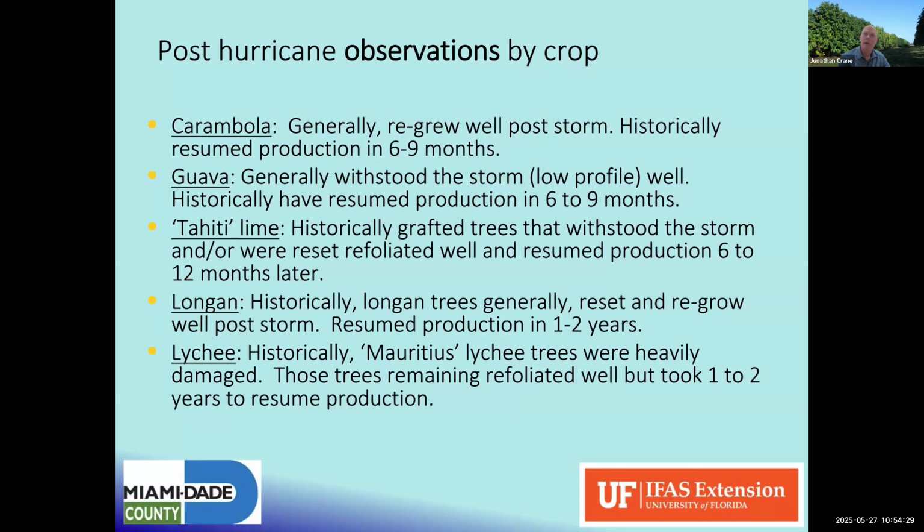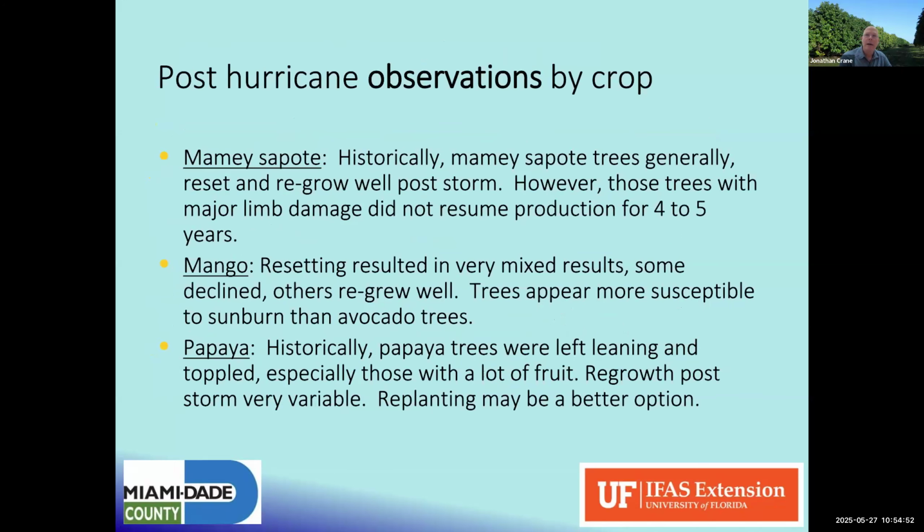They were blown away. Longans, generally those that were reset, regrew well and resumed production in 1 to 2 years. Mauritius or lychee trees tended to refoliate quite well and resume production 1 or 2 years later. Mamey, historically, did reset and regrow quite well. However, those mamey trees that had major limb damage were delayed by 4 or 5 years before they got back into production.